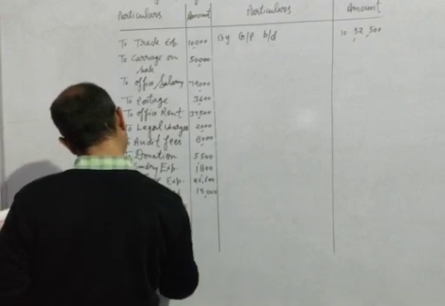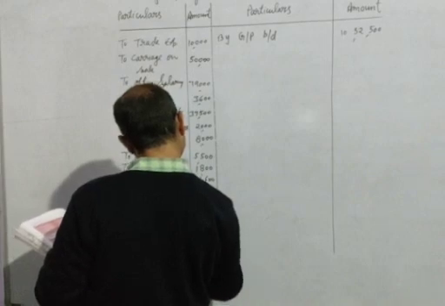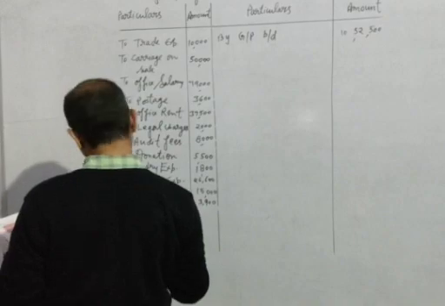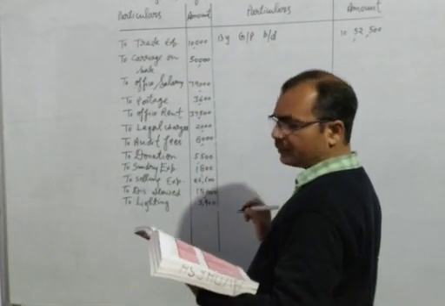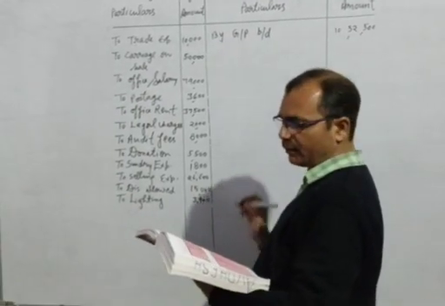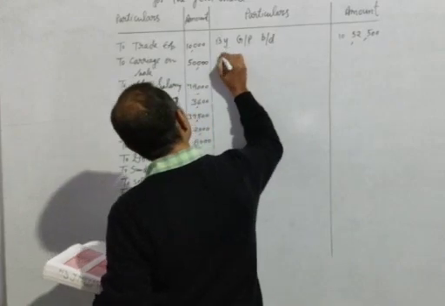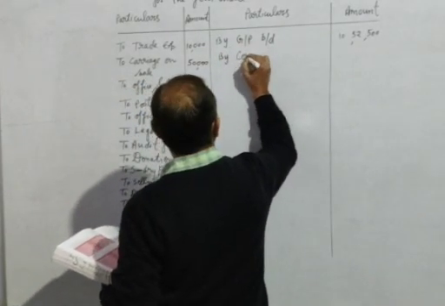Lighting is also an expense and it will come in the debit side. So the amount is 3,900 will be written. The next item is commission received. Now you are seeing the received word is written. It means it is income. Because it is income, so it will be recorded in the credit side.